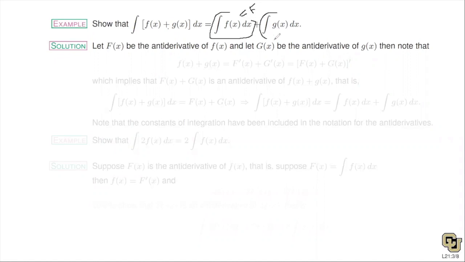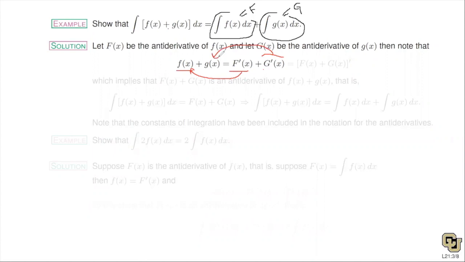And then I say let the antiderivative of little g be capital G. And again, another way to say that exact statement is the derivative of capital G equals little g. Okay, so now let's look at f plus g. We can write it as capital F prime plus capital G prime, because we said capital F was the antiderivative of little f. So capital F prime equals little f. And capital G is the antiderivative of little g, so capital G prime equals little g.